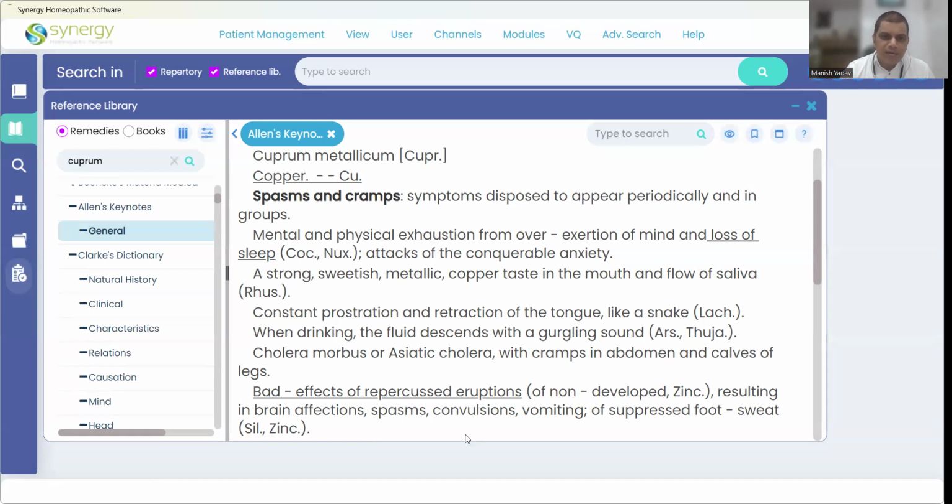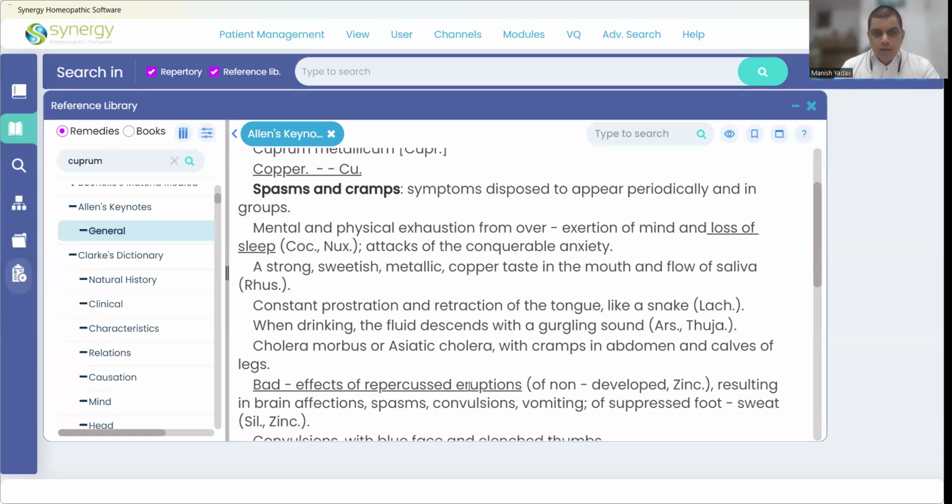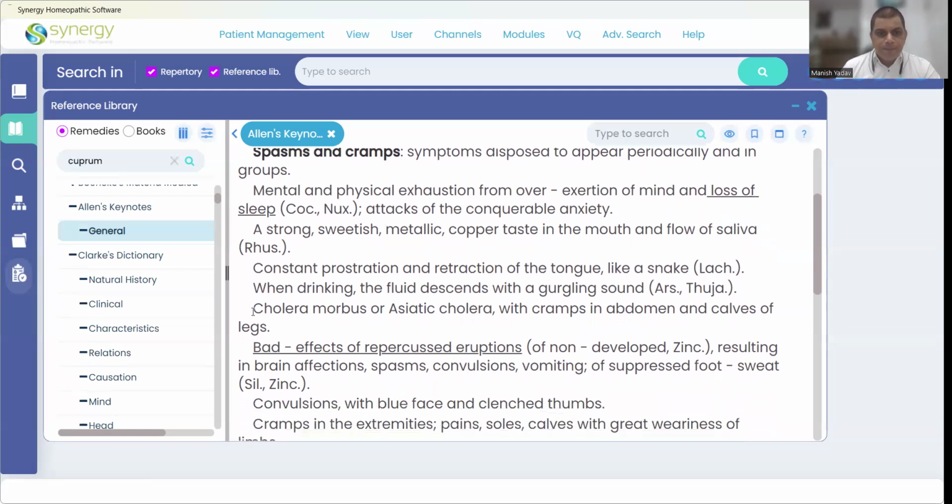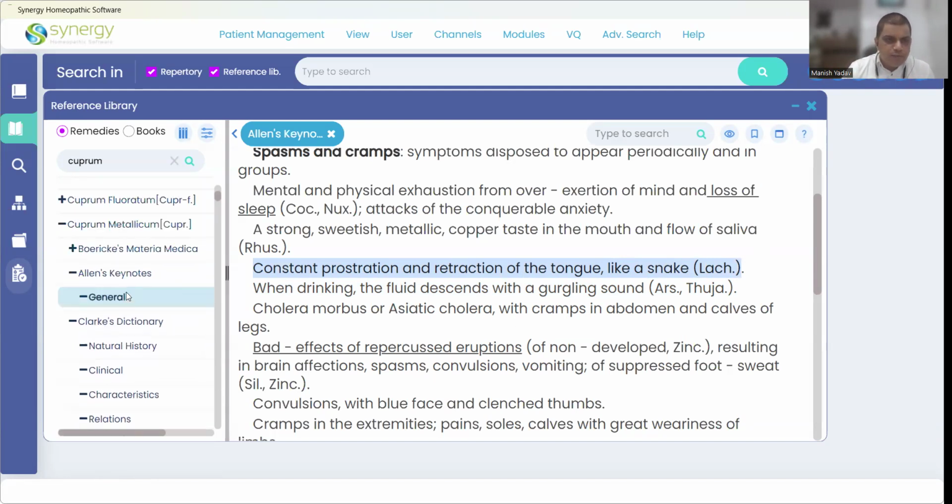Now, when you look at Cuprum metallicum, of course, I'm not going to read about the remedy as such, but the symptom which I was trying to show you was this. When drinking, the fluid descends with a gurgling sound. Arsenic and thuja, this I told you. So another remedy is arsenic and thuja. Another thing about Cuprum metallicum is it has a lot of similarity to Lachesis. See this, constant protrusion and retraction of tongue like a snake. They'll keep protruding and retracting the tongue. Something is very good written in Boericke.